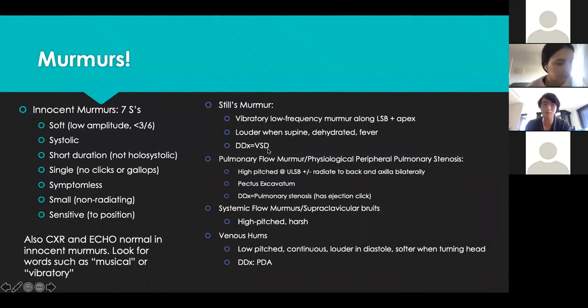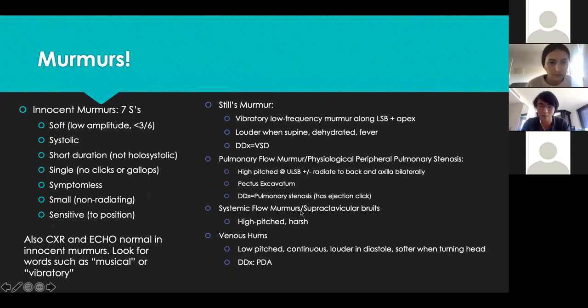The other one is your pulmonary flow murmur. This occurs in newborns 1 to 2 months of age, who have a proportionately larger pulmonary artery compared to their less developed, more distal pulmonary arteries. So you've got more turbulence. And as the baby grows up, eventually that murmur goes away because those more distal arteries get bigger. You look for a high-pitched murmur. They might have pectus excavatum, and your differential is pulmonary stenosis.